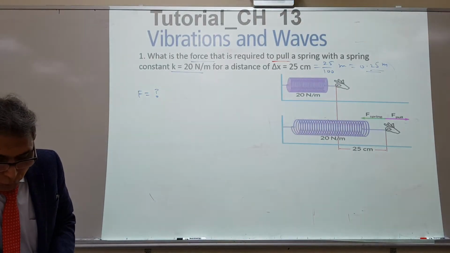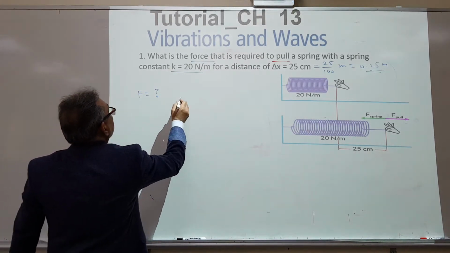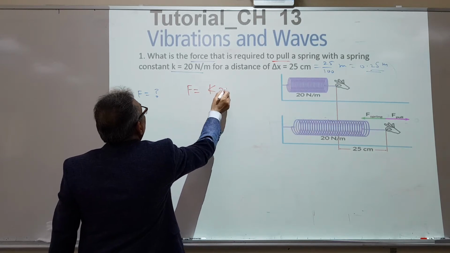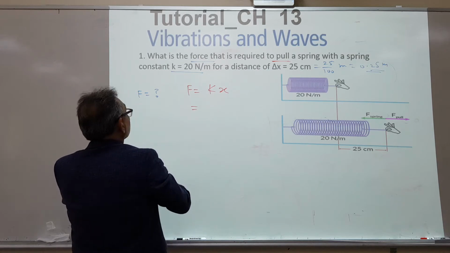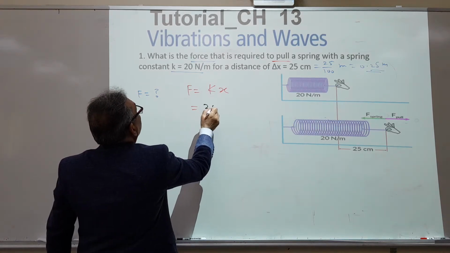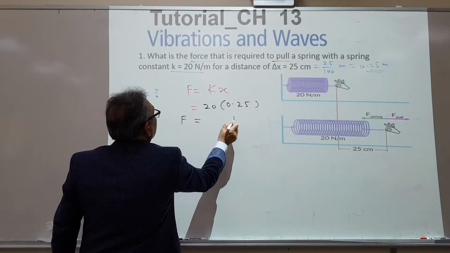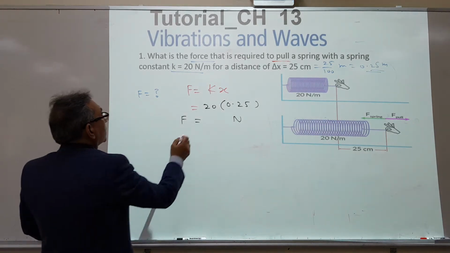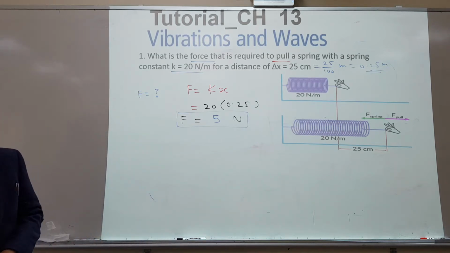Now we have Hooke's law, which says force is equal to kx. K is given to you, 20, and x, so you would get 5 Newton force. Done.